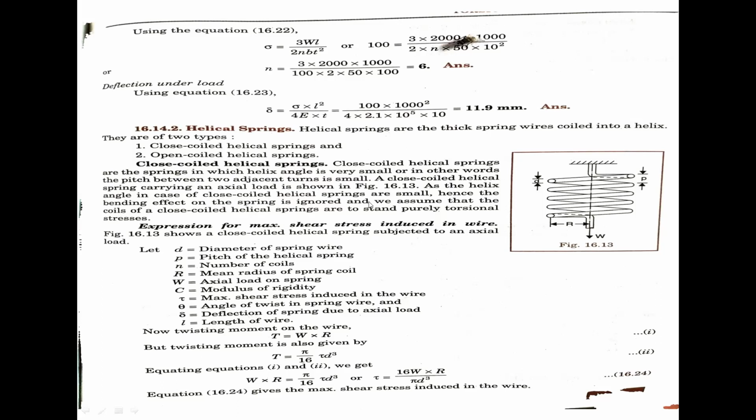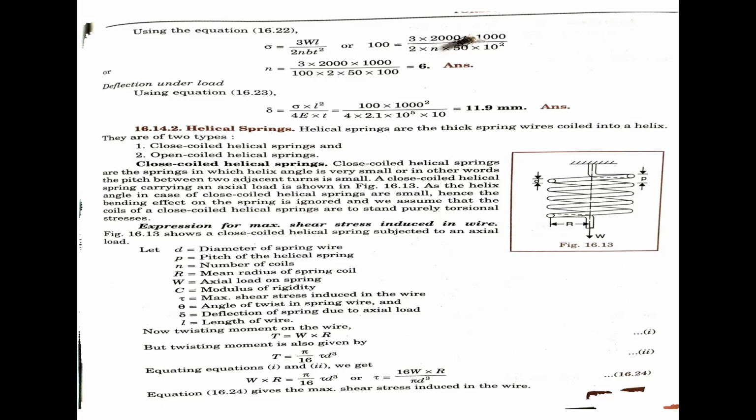As the helix angle in the case of closed coil helical springs is small, hence the bending effect on the spring is ignored, and we assume that the coils of a closed coil helical spring are subjected to purely torsional stresses. The bending effect is ignored. In helical spring, purely torsional stresses.